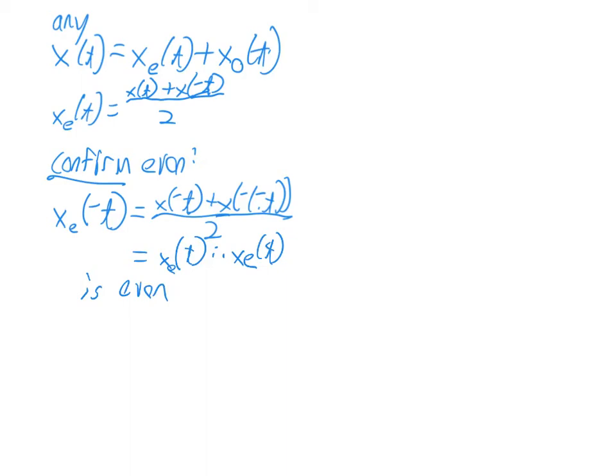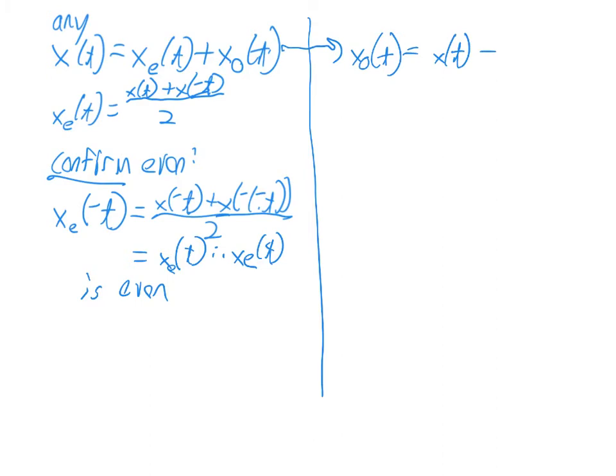Okay, so now let's calculate what the odd part will be and confirm that it's odd. Building off this idea that we're decomposing the signal into two parts, the remaining part, x odd of t, is going to be the whole signal minus what we've just defined x e of t to be. And we'll substitute in.